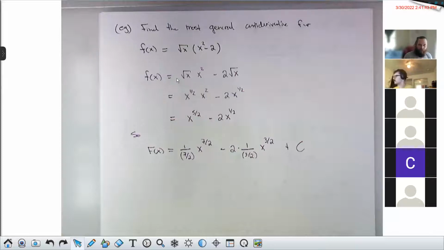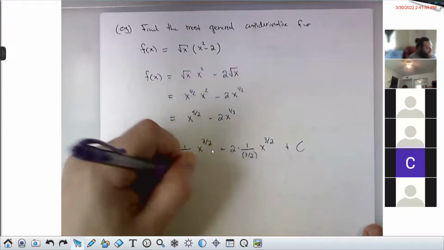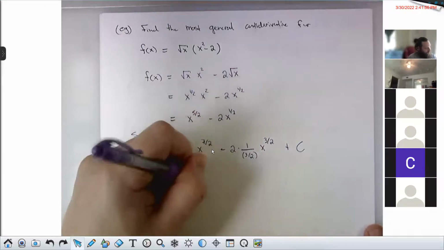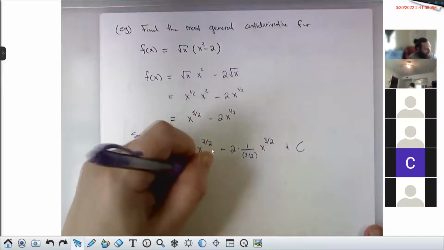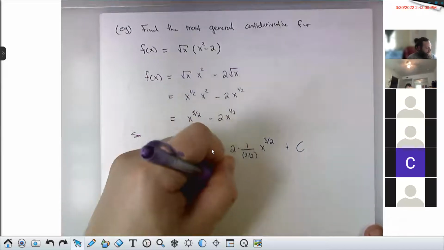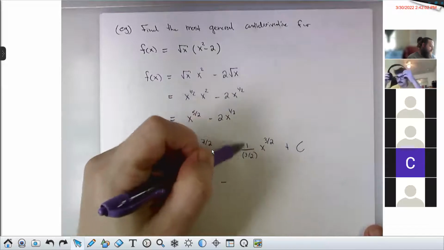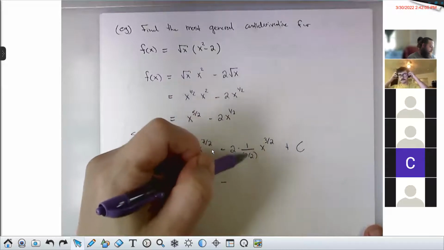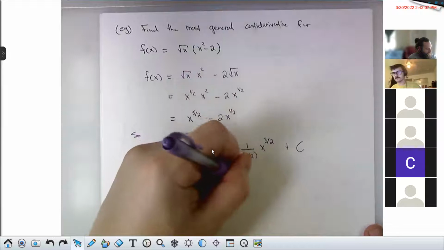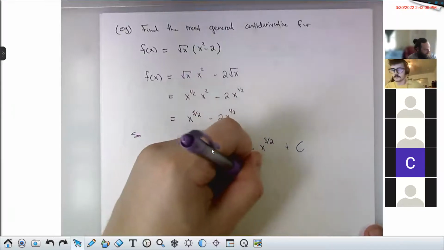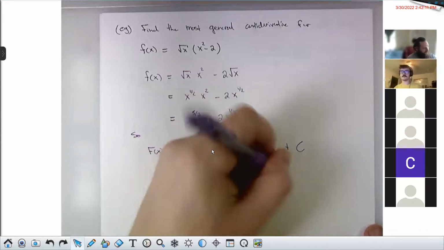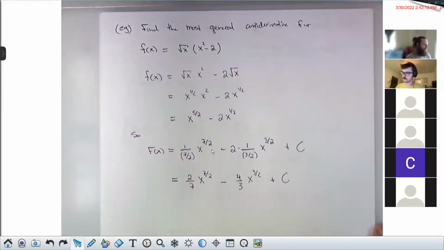There is a pattern to these things. After a while, you're going to get tired of writing stuff like this. You'll realize that you always just get the reciprocal of the power. So at some point, you will be jumping straight to expressions like 2/7 x to the 7/2 minus, here I'd have 2/3. So 2 times 2/3 is 4/3 x to the 3/2 plus c.